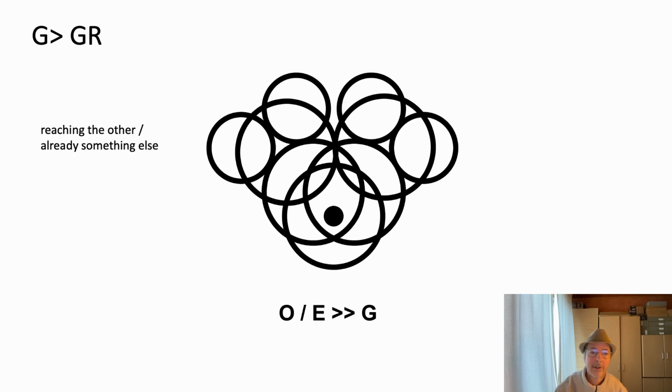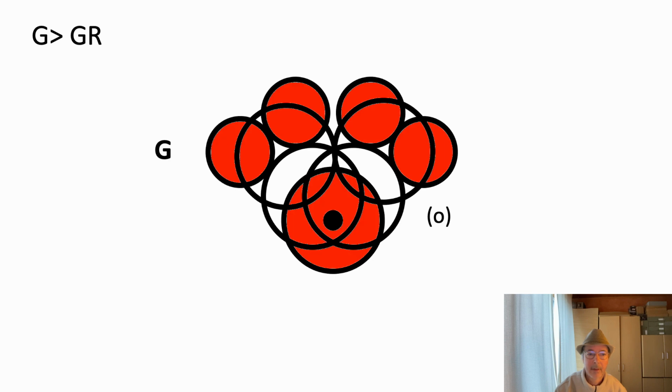And there you have the G. So the G is already reaching further away, reaching towards the other, towards something else, something unknown even. It's the outer region of space, the reachable space, let's say. So compared to the A, here's the region of the G. There you can find it.